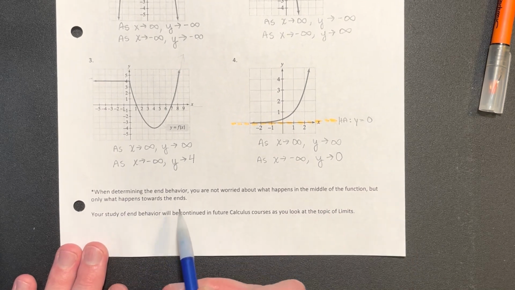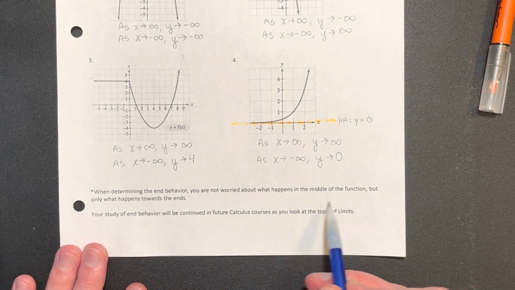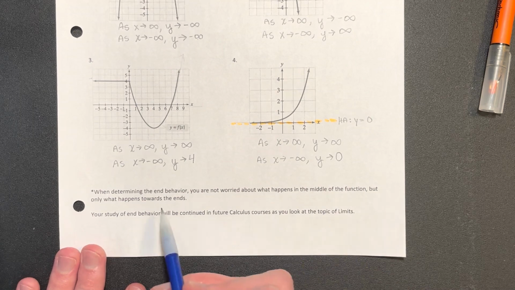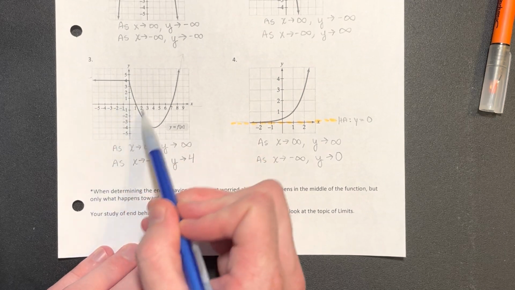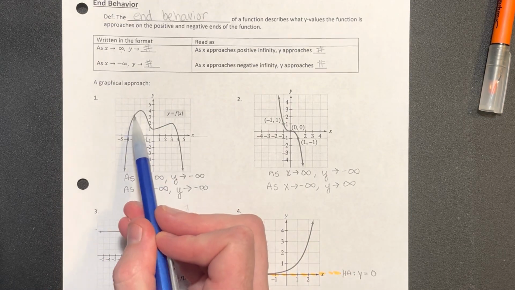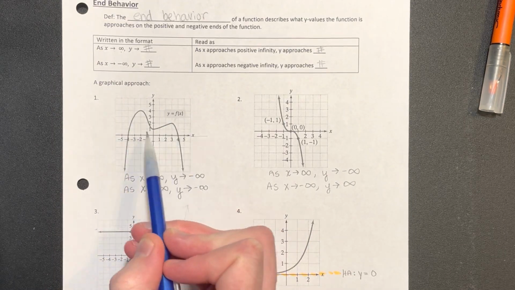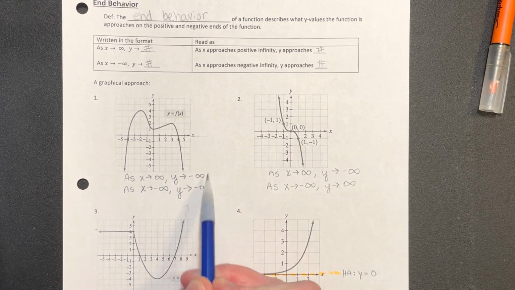So when we're looking at end behavior, we're not worried about what happens in the middle of the function, but rather what's only happening towards the ends of the function. We don't care what's going on here. If it's a polynomial, it may do some dips and turns, but we're not worried about that. We're only worried about the ends of the function.